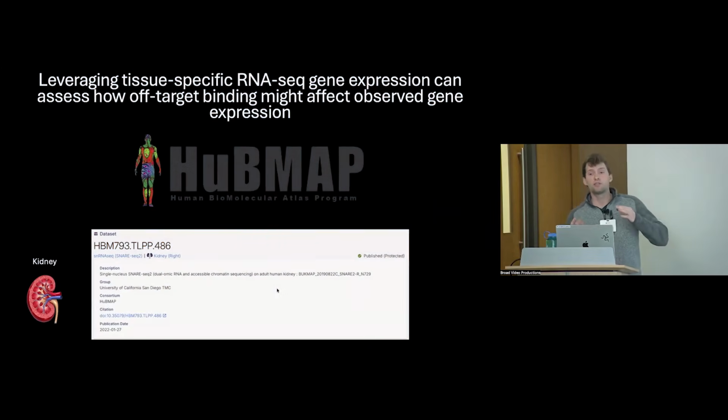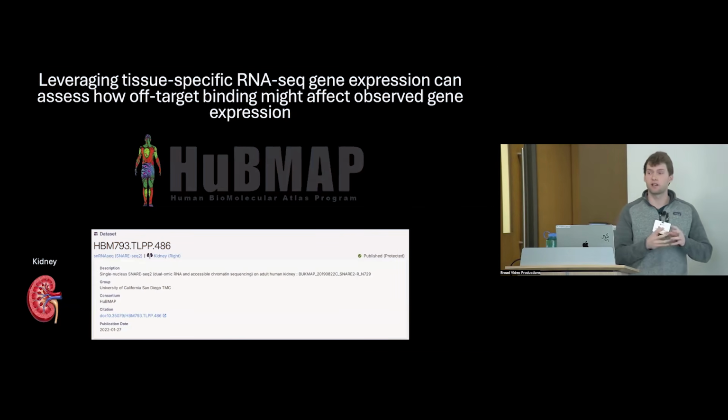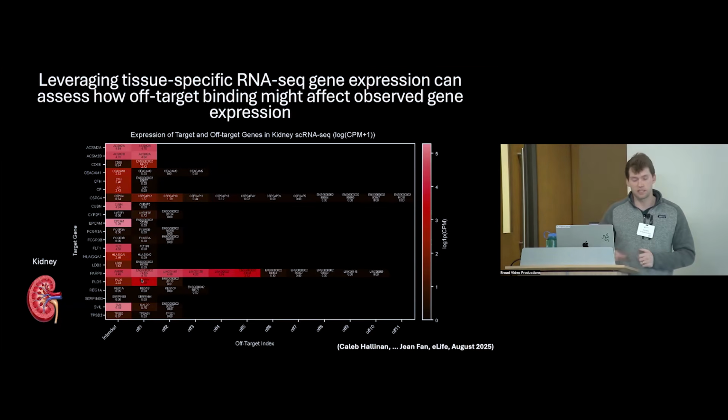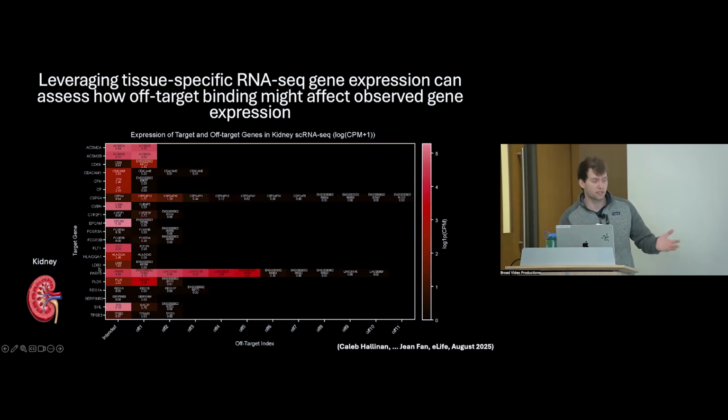However, what we can do is we can utilize a tissue-specific RNA-seq data set. So I'm going to focus on the kidney here. We took the single nucleus SNARE data set from HubMap, and we can visualize the expression of the target genes as well as the off-target genes for this data. And this will give us an idea of if our off-target genes will affect the observed expression of our target genes. And so the way we visualize that is with a heat map. And so you can see here on our y-axis, we have our target genes that had predicted off-target binding. The first spot here is the expression of that gene, and the rest are all the predicted off targets, and then their gene expression is with the color.